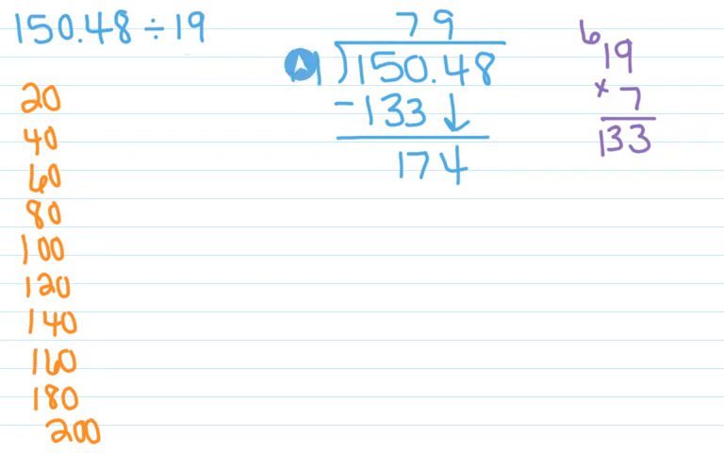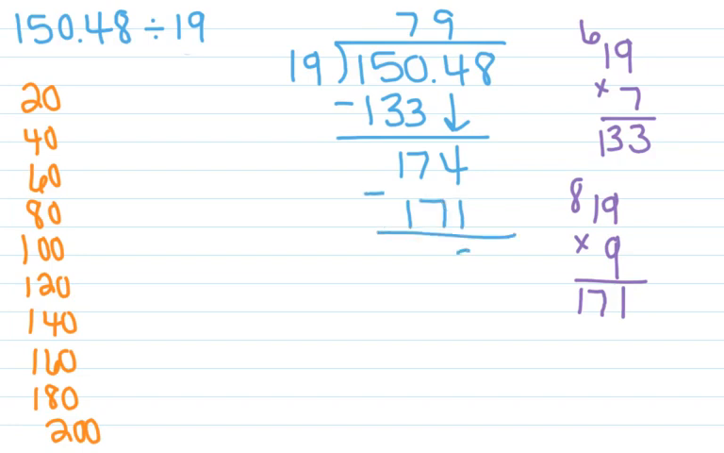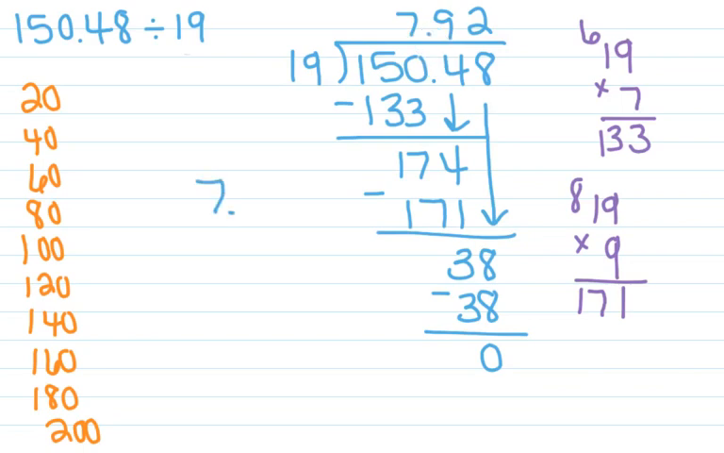Just because my number here is a little bit smaller than 20, so I'm going to try that first. 19 times 9, I get 171, and I was correct. That's pretty close. So 19 times 9 is 171. When I subtract, I get 3, and I bring down my last number, which is 8, and 19 goes into 38 2 times. And I know that 19 times 2 is, in fact, 38. When I subtract, I have nothing left. I'm going to bring up my decimal here for a final answer of 7 and 92 hundredths.